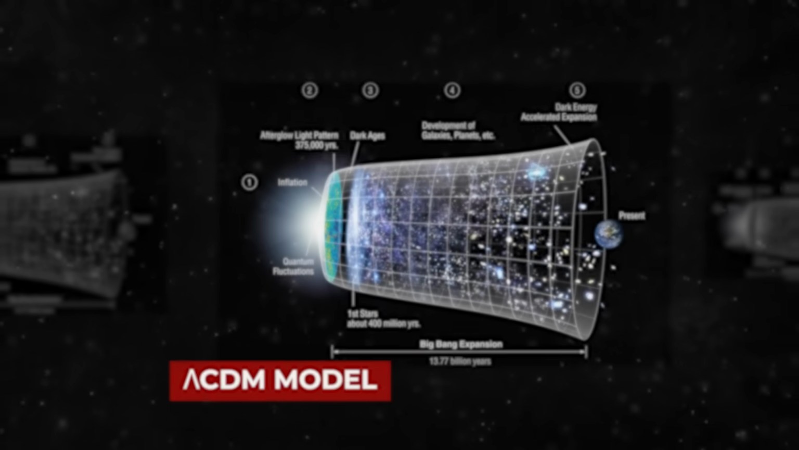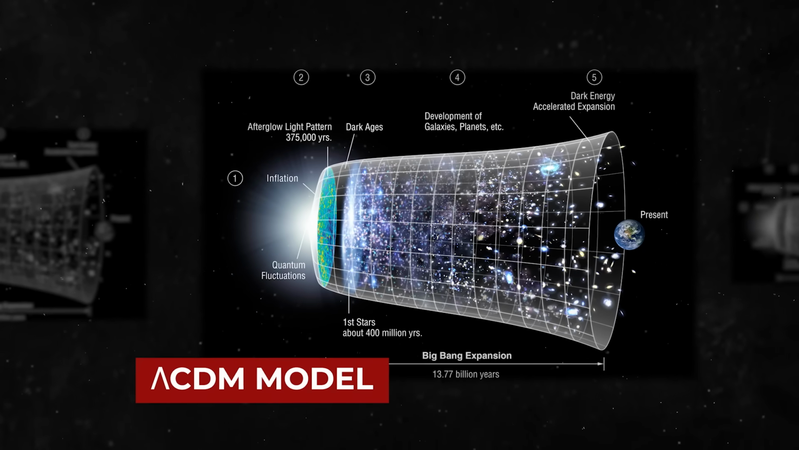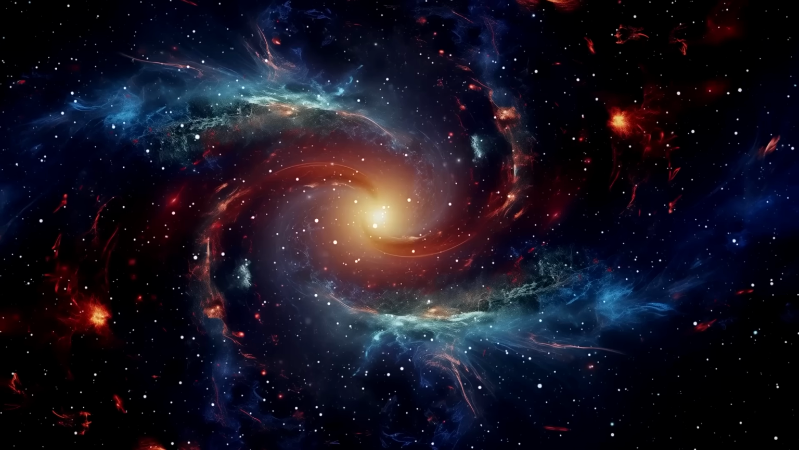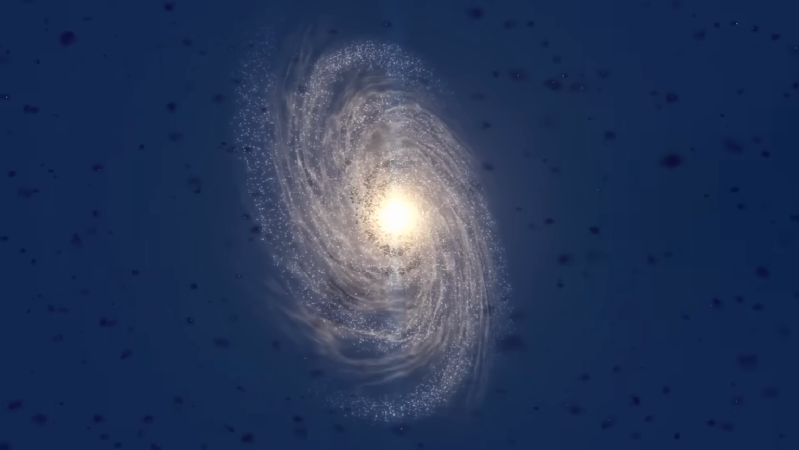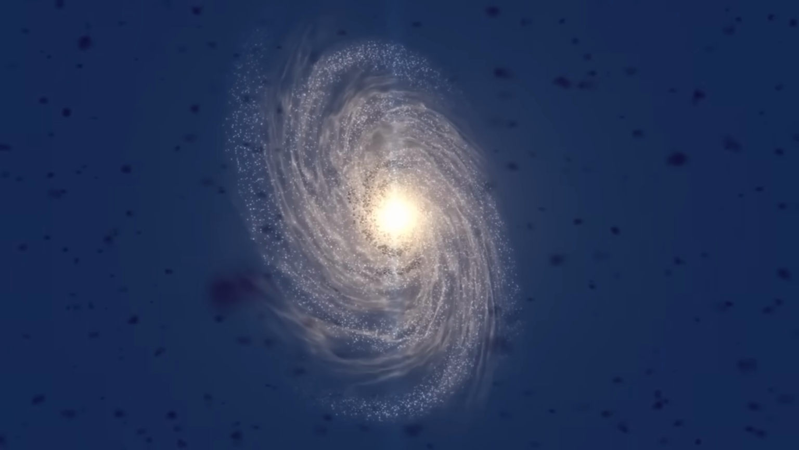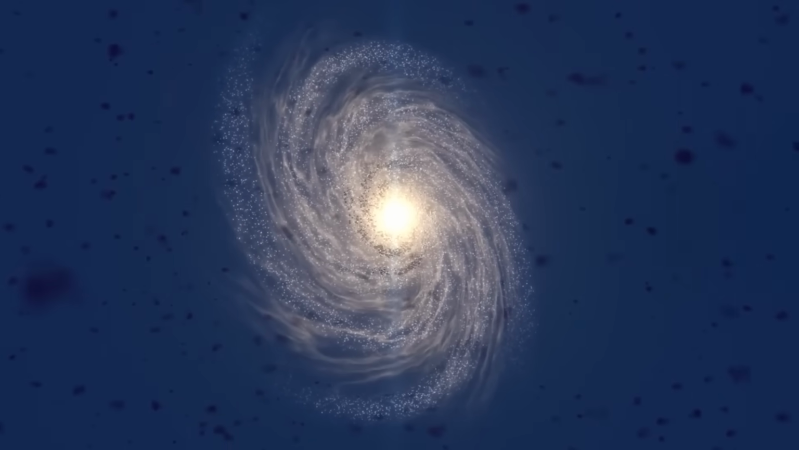According to the LCDM model, lambda cold dark matter, these overdensities became the blueprint for structure. Gravity began to do its work, slowly pulling matter into clumps. But the matter involved wasn't just ordinary stuff. In fact, most of it wasn't even visible.